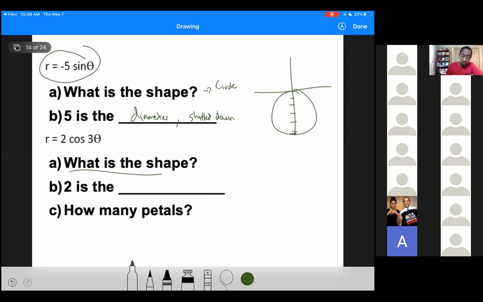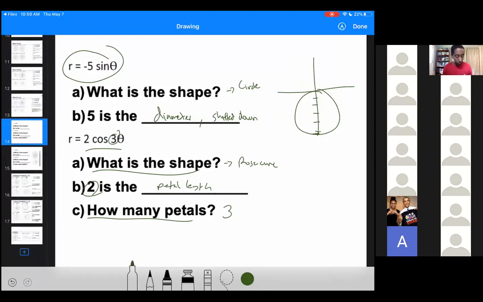Okay, what's the shape of this one? A rose curve. Okay, good. And the 2, Kevin, is the what? The petal length. Okay. Jimena, and how many petals we got here? 3. 3, yeah, because this is an odd number, so it's going to be the exact value. Good. So that's just kind of general circle and rose curves.